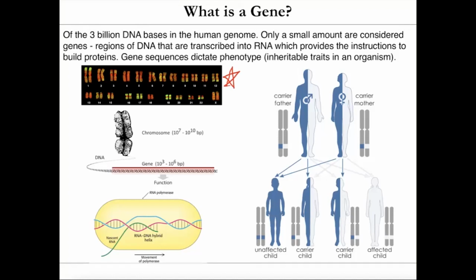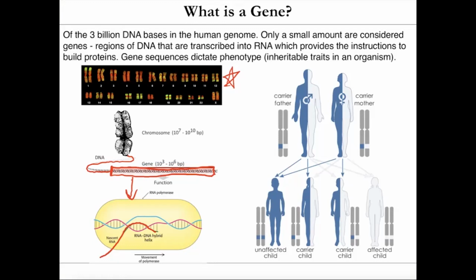What a gene is, it's a small region of DNA that is actually transcribed into the molecule RNA. It's a very specific region of that DNA where something called an RNA polymerase is going to come in, separate that strand, and then make an RNA polymer from that sequence on that DNA.